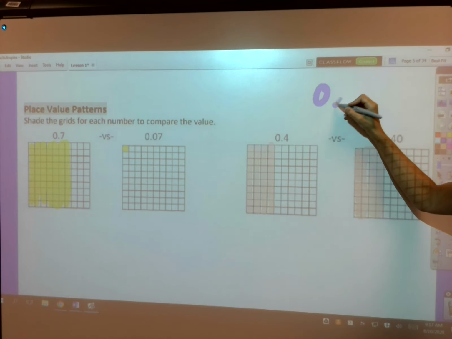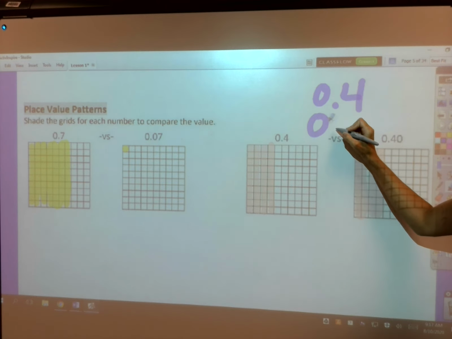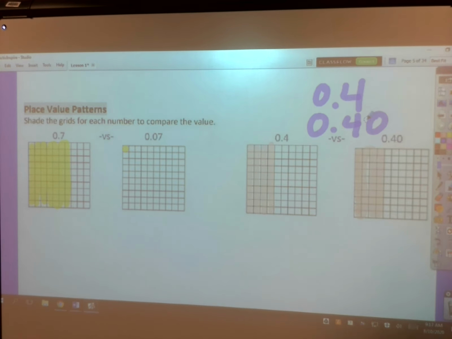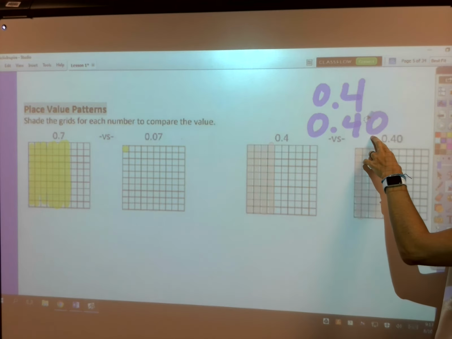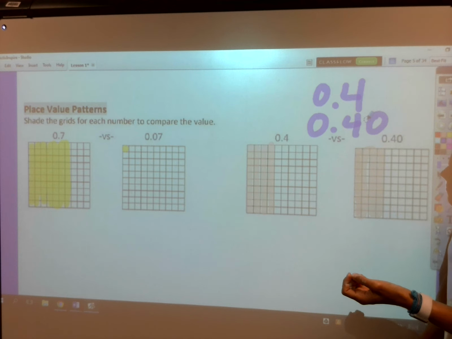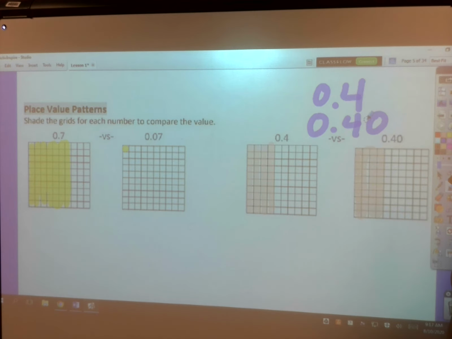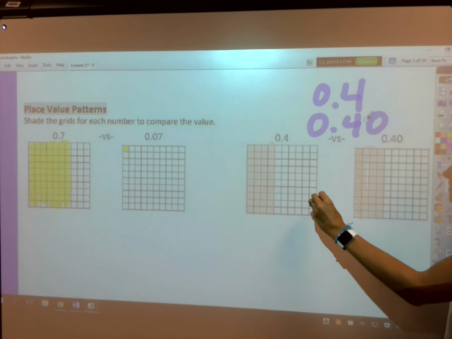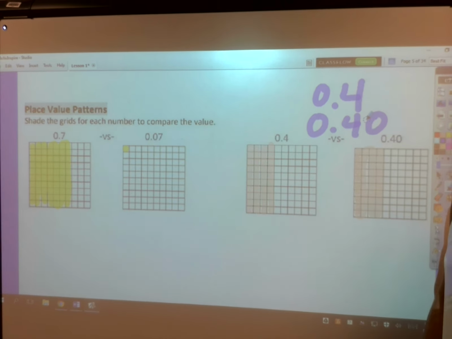Look how that even lines up. The 4s are in the same place value. How much value is in this hundredth spot? 0. Nothing. So they're equal. 40 of these hundredths is the same thing as 4/10.